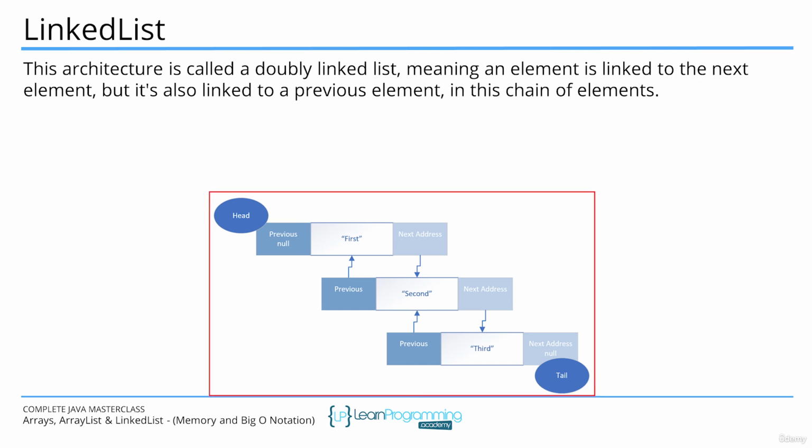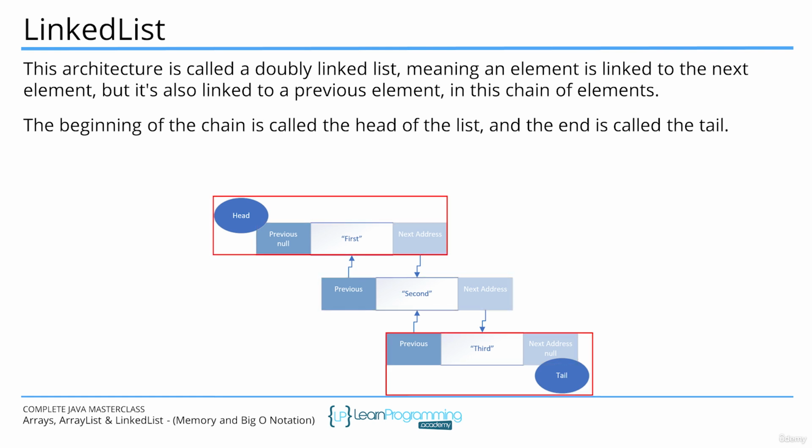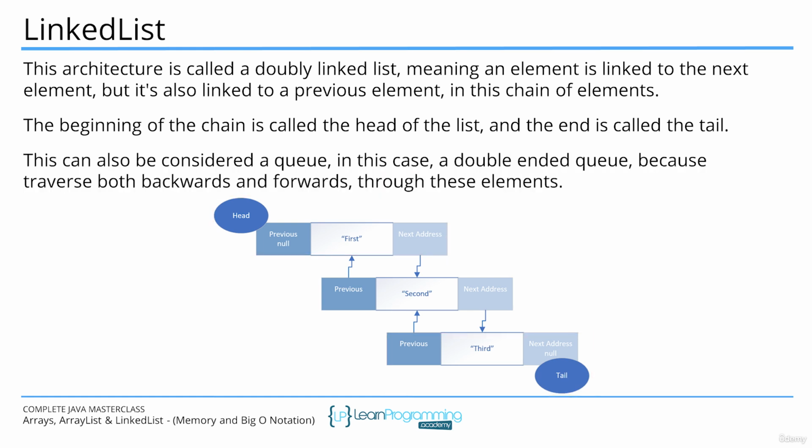This architecture is called a doubly linked list, meaning an element is linked to the next element, but it's also linked to a previous element in this chain of elements. The beginning of the chain is called the head of the list, and the end is called the tail. This can also be considered a queue, in this case a double-ended queue, because we can traverse both backwards and forwards through these elements.